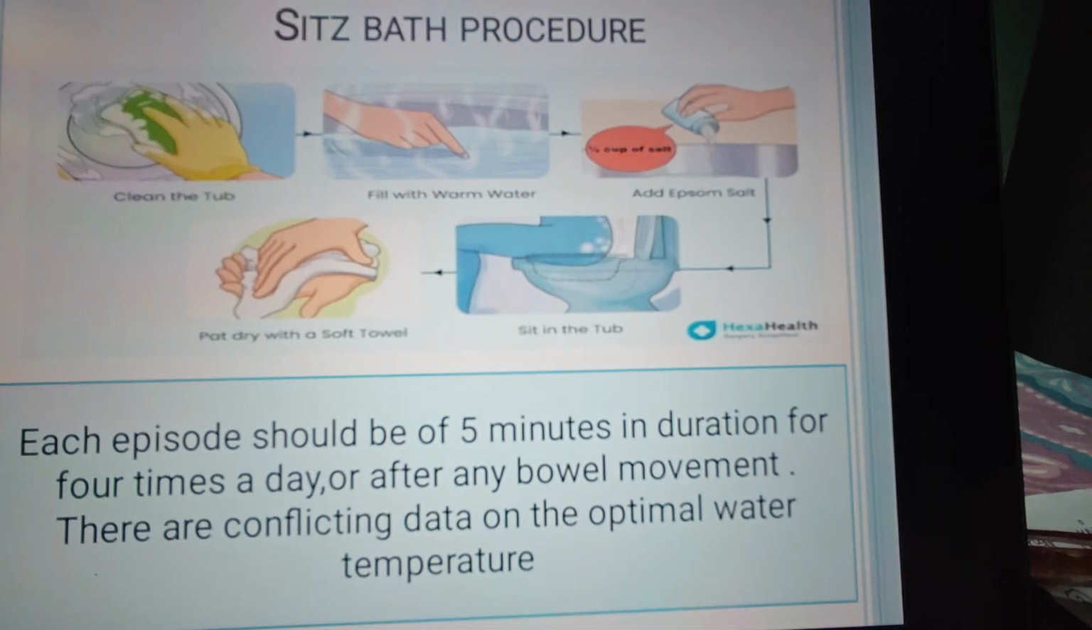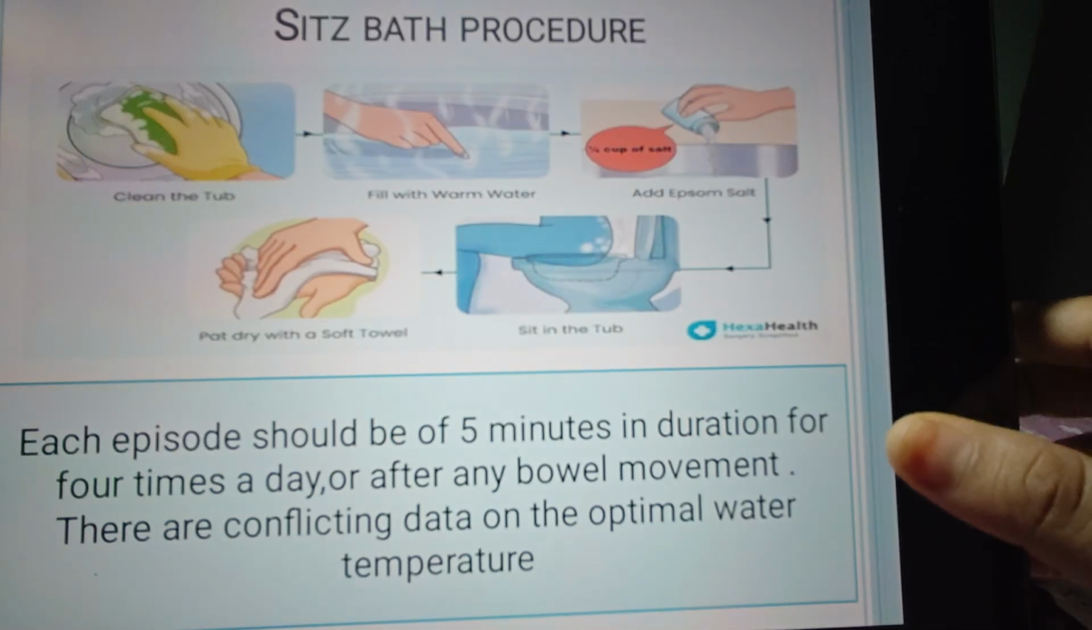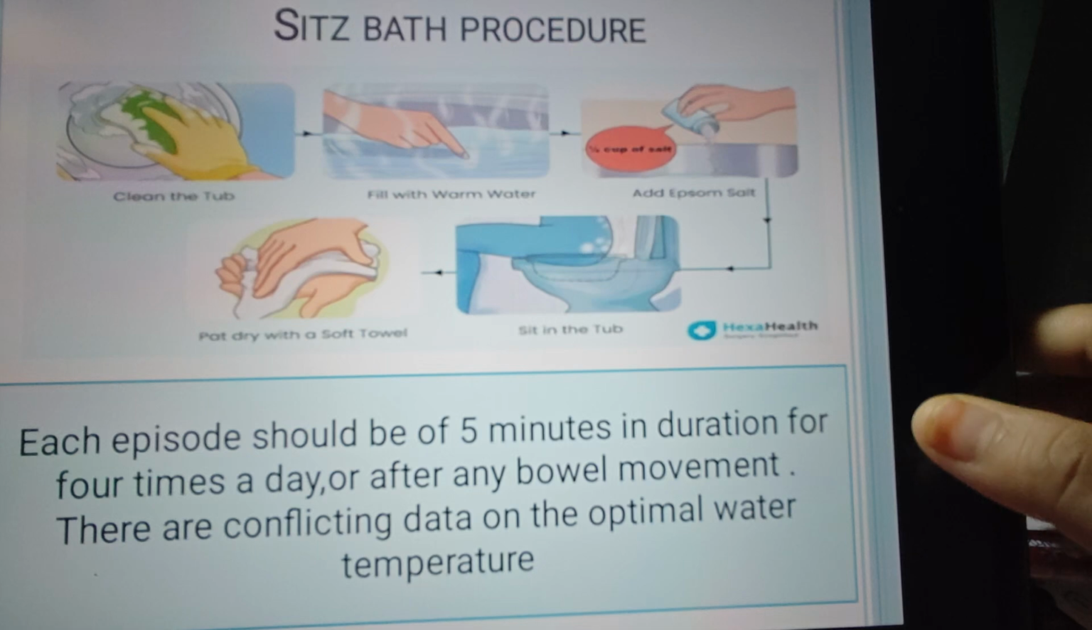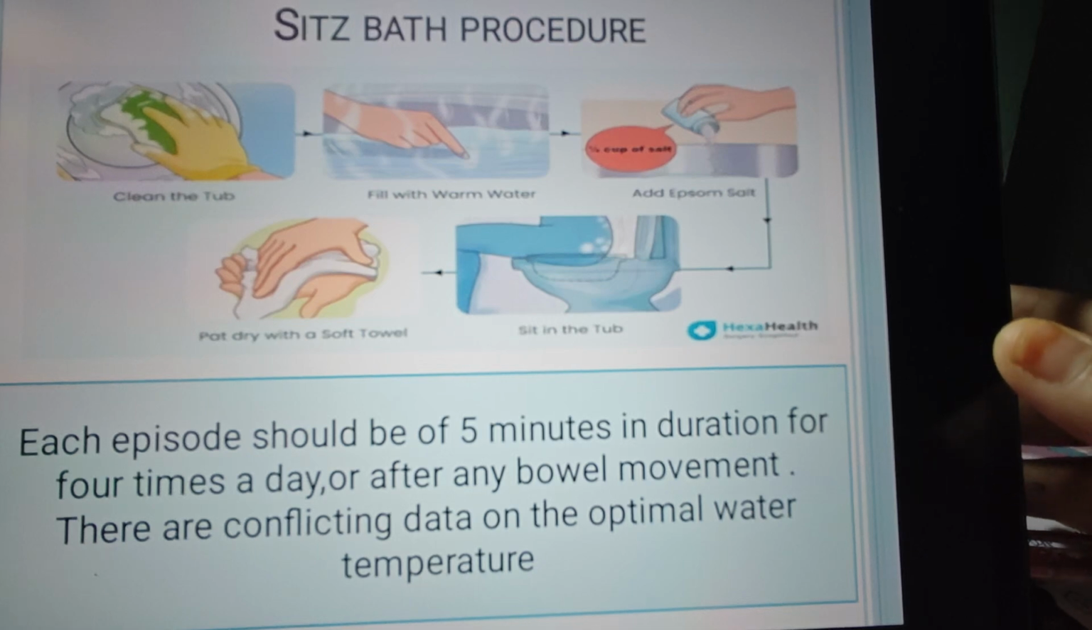So each episode of sitz bath should be for around 5 minutes in duration, and it should be done at least 4 times a day, or we can do it after just having a bowel movement. There are conflicting data on the optimal water temperature, but it should be done for 5 minutes and 4 times a day.